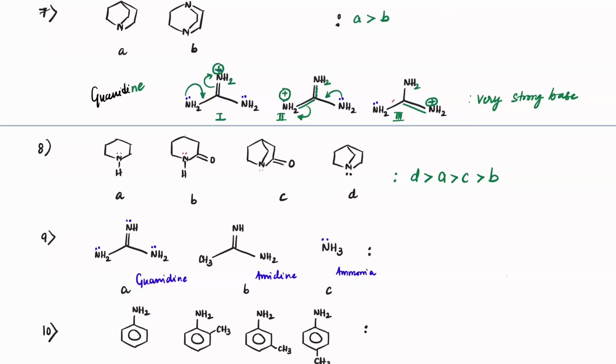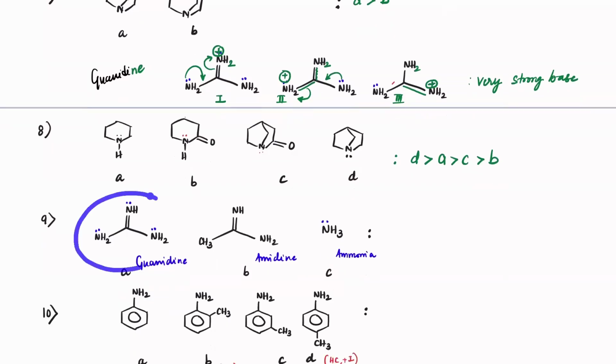Next, this is guanidine, this is amidine, and this is ammonia. So this is like half guanidine. Only half side will have resonance. Here it will have resonance on all three sides like this. Because of which guanidine is the most basic form, and then amidine, and then ammonia. Okay.